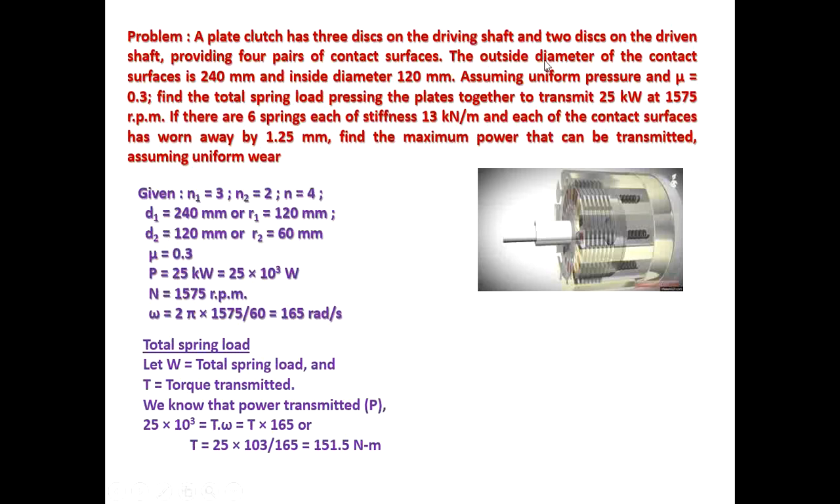Now here they have given the outside diameter and inside diameter. So D1 equals 240 mm, therefore R1 equals 120 mm. D2 equals 120 mm, therefore R2 equals 60 mm. The coefficient of friction mu is given and power is given. The clutch is transmitting power of 25 kilowatt, so 25 into 10 power 3 watt. And the speed of the clutch is given, that is 1575 rpm. So from N we can determine omega. We know that omega equals 2 pi N by 60. Therefore omega is 165 rad per second.